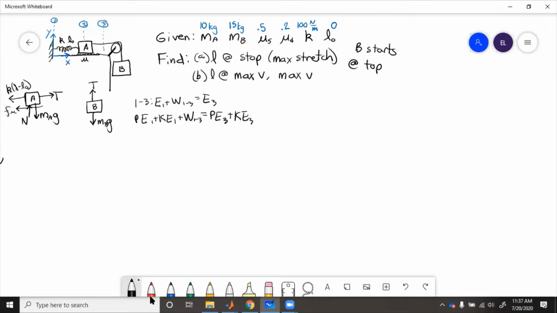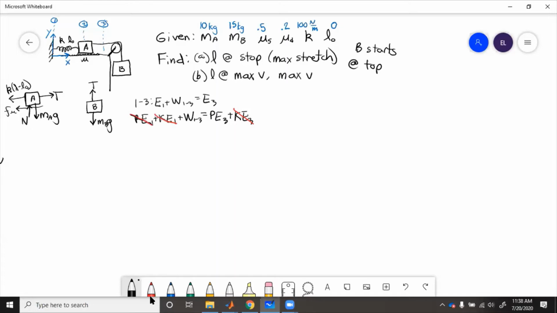So up here at start, no potential. Also, up here at the start, the blocks aren't moving, so there's no kinetic. Now here at the end, the spring is stretched and B has fallen, so there will be some potential energy there. But since they're stopped, they're not moving, there's no kinetic. So then basically we just have this work by friction equaling the change in potential energy of block B in the spring. So we put those in here.